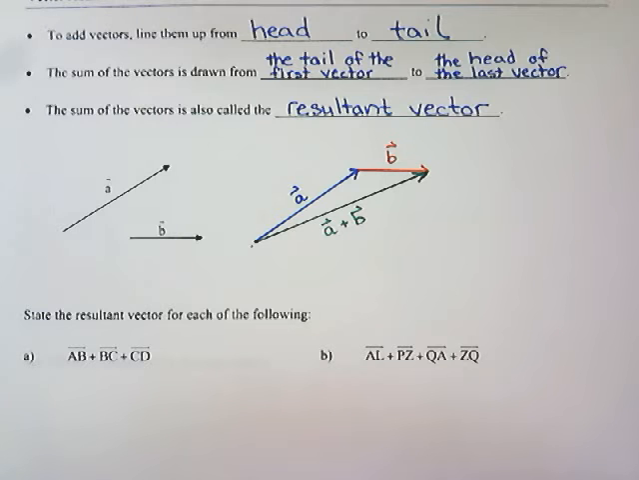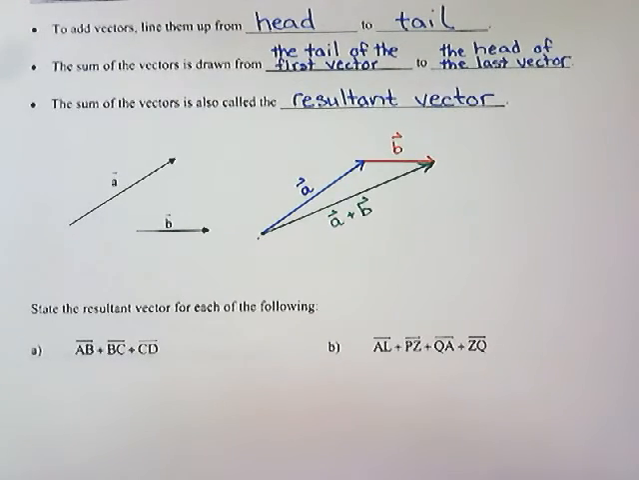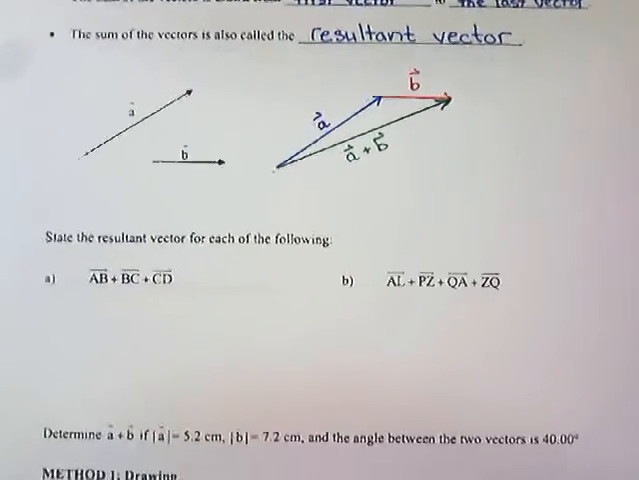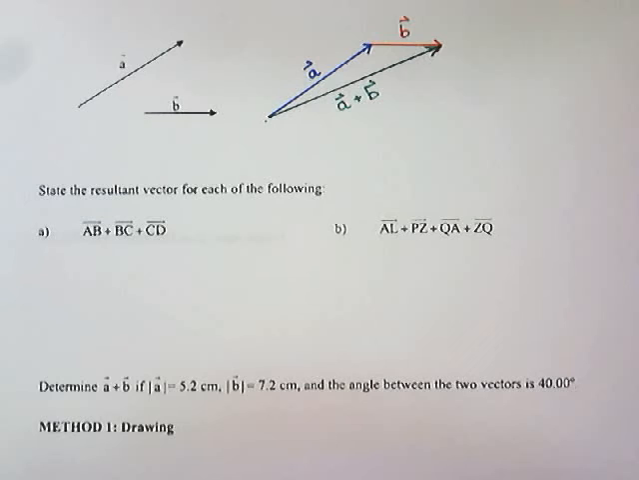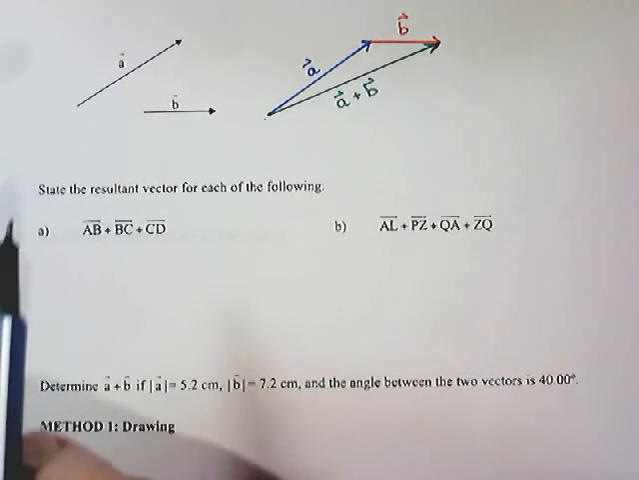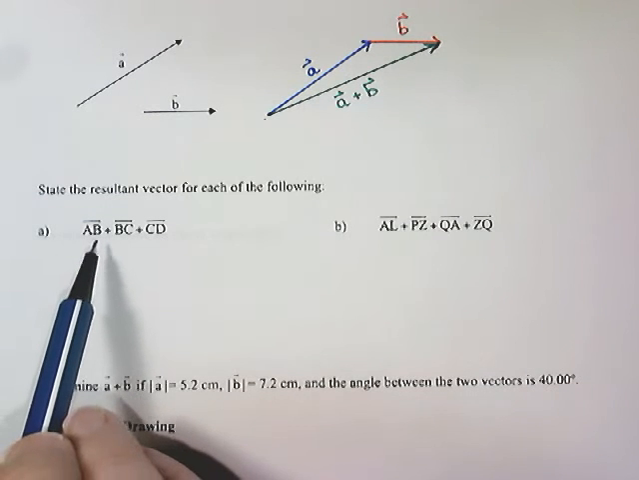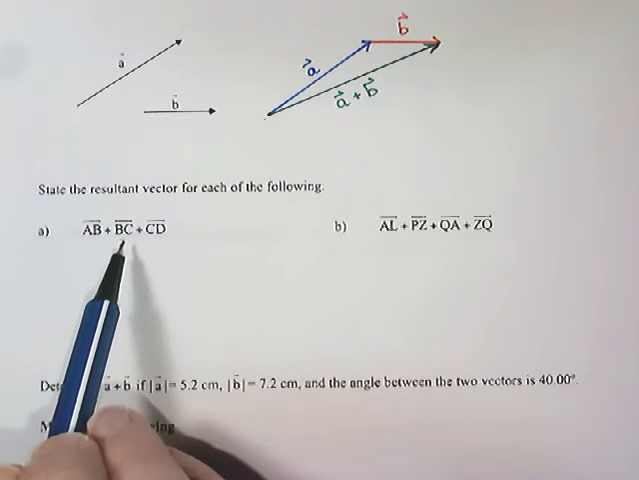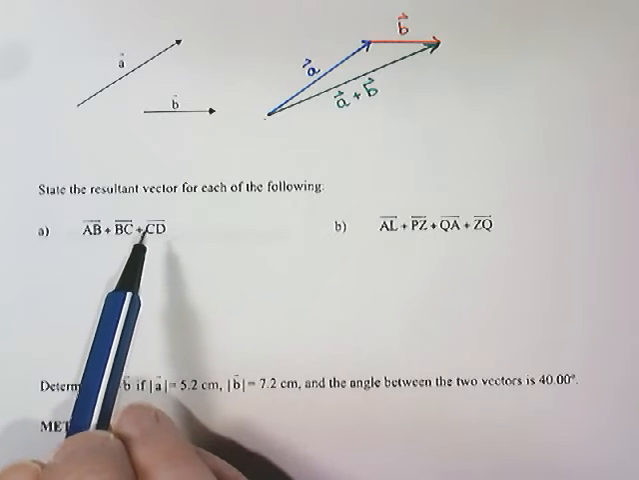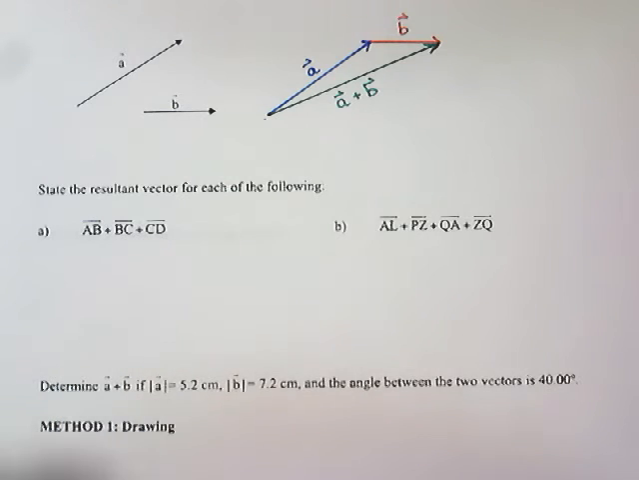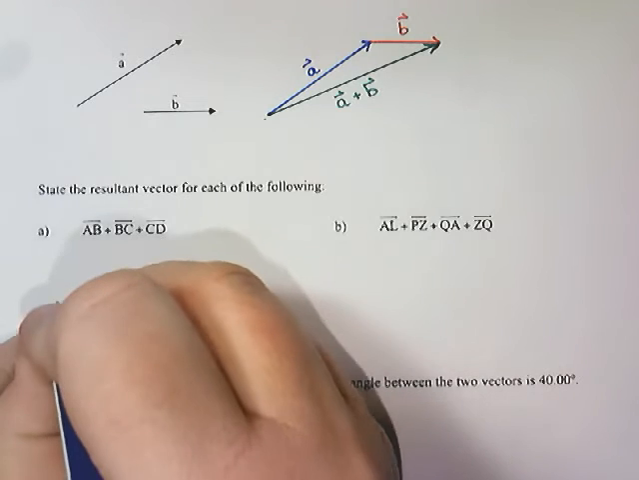So we are going to do the next part. It says state the resultant vector for each of the following. So this one does not require drawing a picture, but we are going to draw a picture to help us understand a little bit as we go along. So I have vector AB. We're adding to that BC, and then we're adding to that CD. So I am just going to draw a random vector. I'm not even going to use my ruler. So I'm going to just draw a vector.